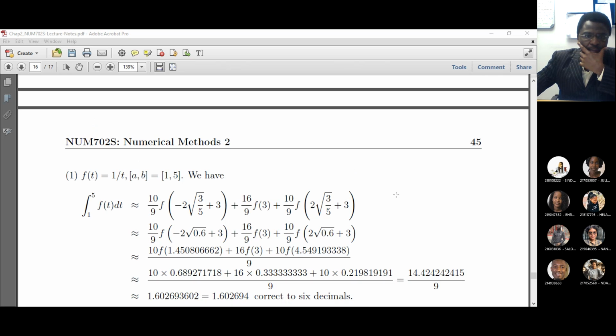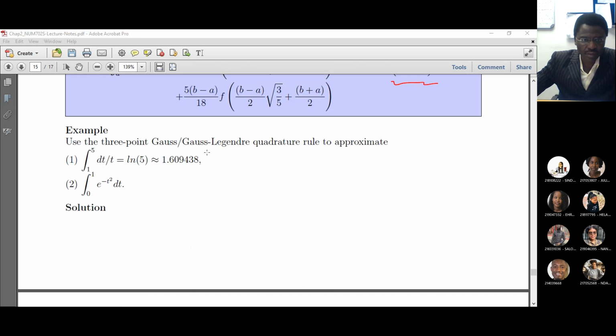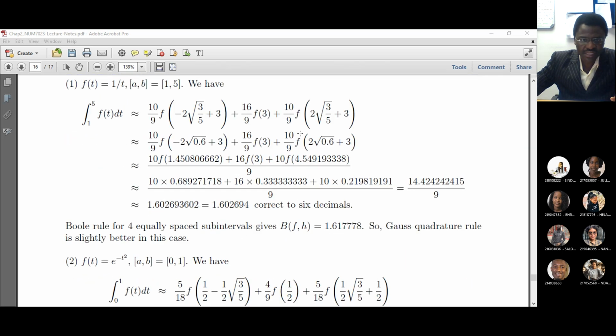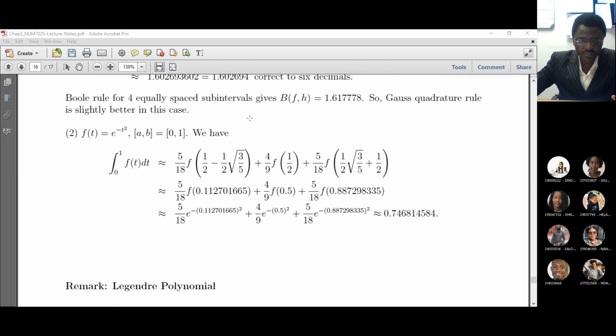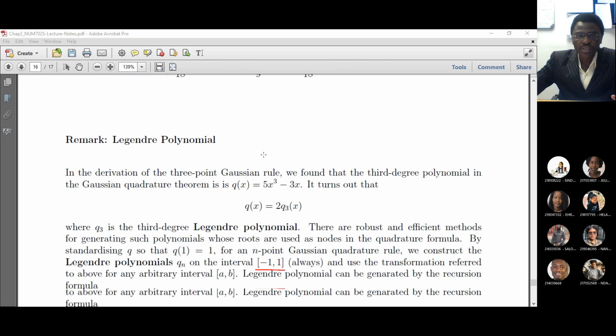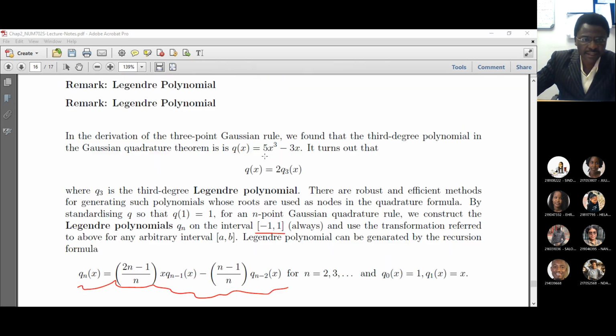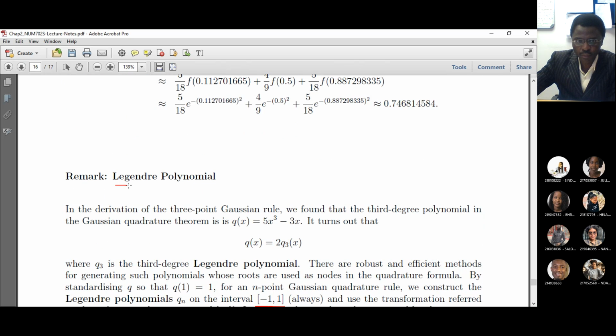All right, application. You have these two applications. I ask you to go through that. So this is the application, right? So now let me come back to this Legendre polynomial.